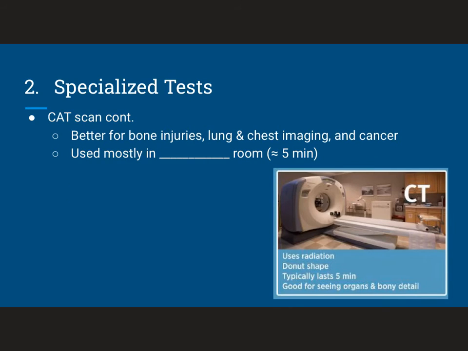Continuing here from the previous slide, we usually use CT scan for lung and chest imaging or cancer, things like that. We do look for injuries for bones, but most often, bone injuries, if it's not so severe, you can take care of it with x-rays. But if it's something that needs more attention, you need to see the cross-section of it, you may use it with bone injuries. Because it only takes about 5 minutes, it's often used in emergency rooms.